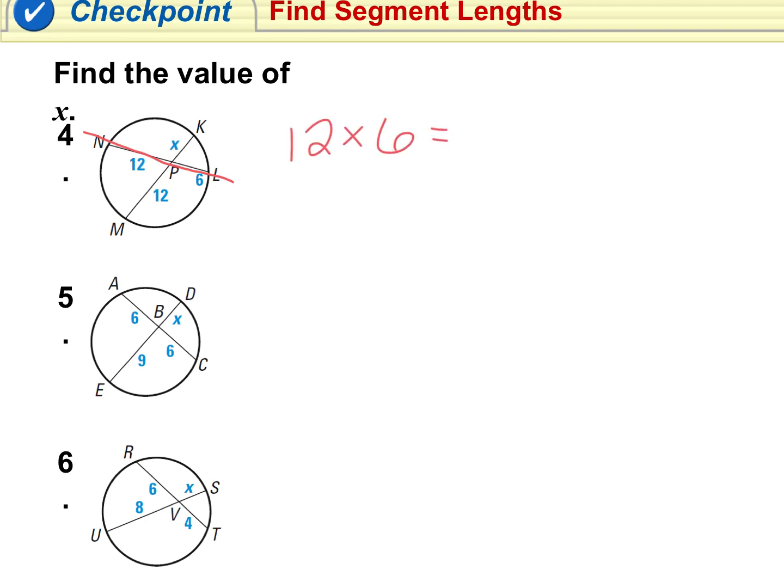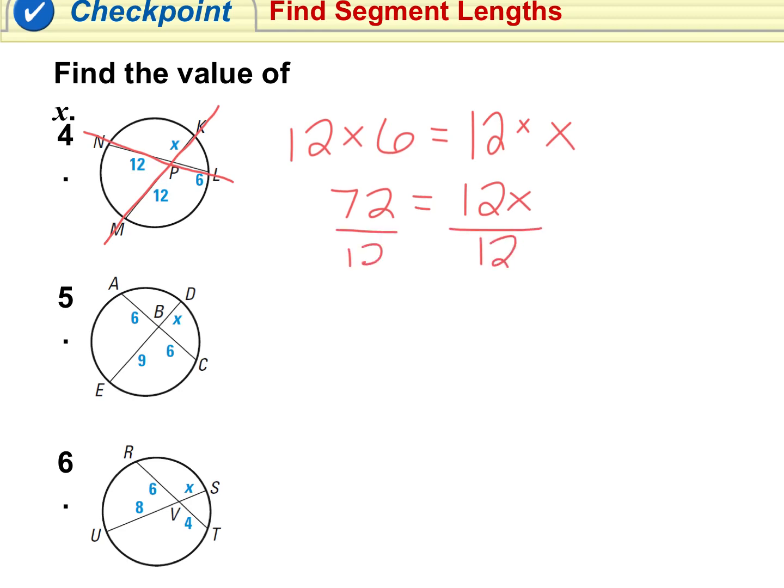Okay, the other chord, K and M, what's it made up of? 12 and X. Yep. Big misconception sometimes is we mismatch them. So make sure you match them up correctly. So now solve. What's 12 times 6? 72. What's 12 times X? 12X. Last step, divide by 12. So you get X equals 6.